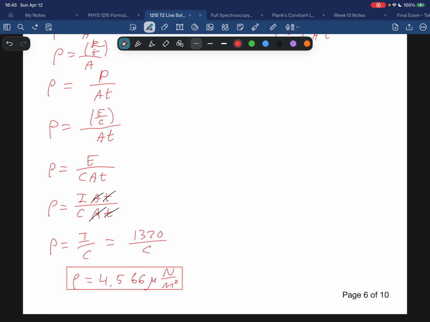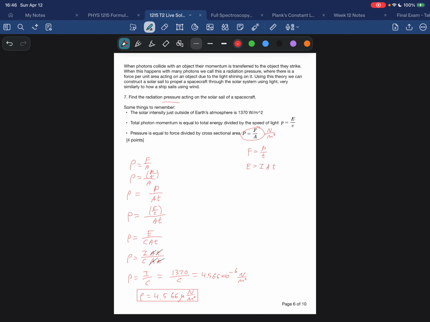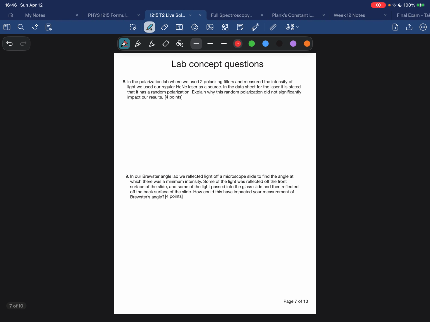And just for completeness, 4.566 times 10 to the negative 6 newtons per meter squared. There we go. Just to show that the micro, the Greek letter mu, is, well, what it is. So that was number 7. So that was the end of the calculation questions. On to the lab concept questions now.